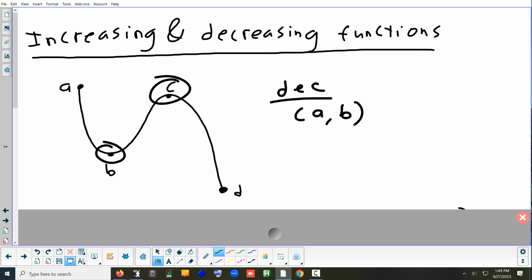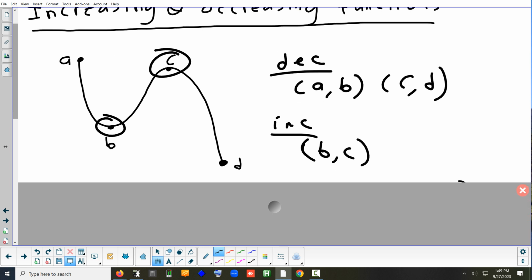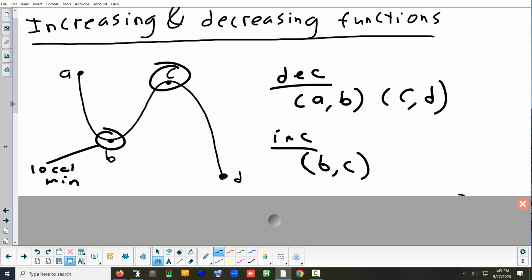Is there anywhere else that this graph is decreasing? Yeah, C to D. And what's happening from B to C? Yeah, it's increasing. So sometimes it's going down, has a negative slope. Sometimes it's going up, that's a positive slope. Does everyone agree that's a local min? So what happens at a local minimum in terms of increasing and decreasing? Yeah, it's always going to increase after the local minimum. What about before it? It's going to be decreasing.